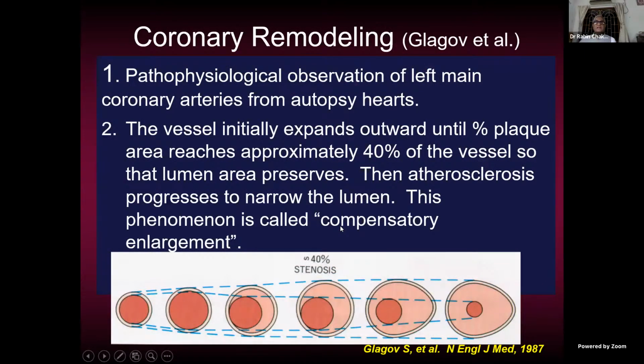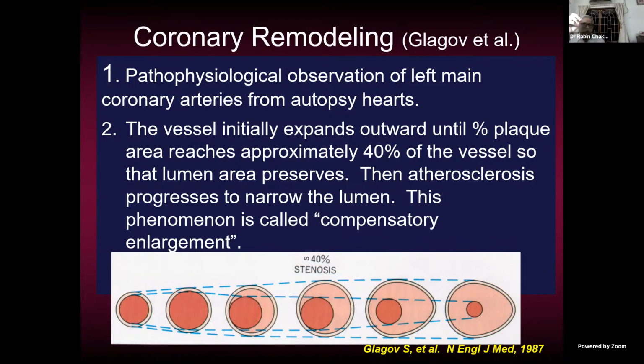Then coronary remodeling. IVUS is a fascinating tool to give us information about the vessel coronary remodeling. We know that once there is atherosclerosis of coronary artery, it goes into remodeling. It could be positive remodeling, it could be negative remodeling. So, pathophysiological observation of left main coronary arteries from autopsy hearts: Dr. Glagov and his colleagues found out that the vessel initially expands outward until the percentage of plaque area reaches approximately 40% of the vessel. So that the lumen area is preserved, then the atherosclerosis progresses to narrow the lumen. This phenomenon is called compensatory enlargement.